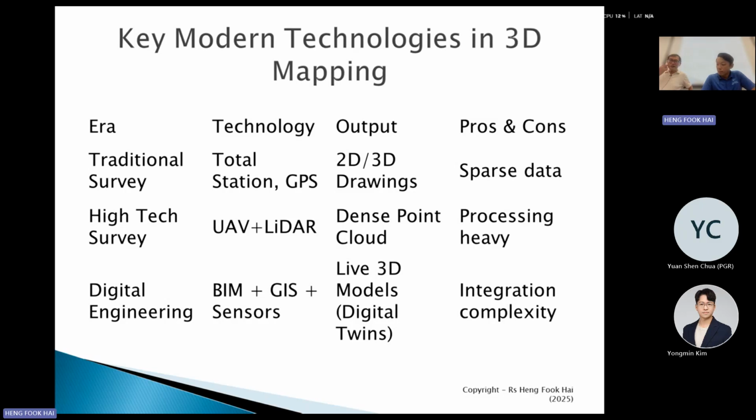The next one is the digital engineering era, which is currently where we are moving towards, where you have BIM, GIS, and sensors to create a live 3D model. But the con is that the integration is very complex. So you need a lot of engineering factors. We need electrical engineers, mechanical engineers, civil engineers, and probably architects, everybody to be involved.